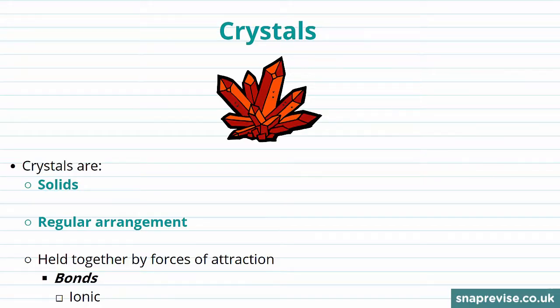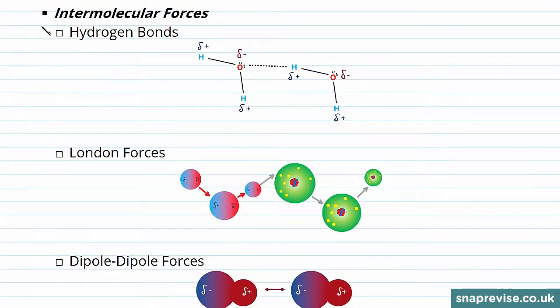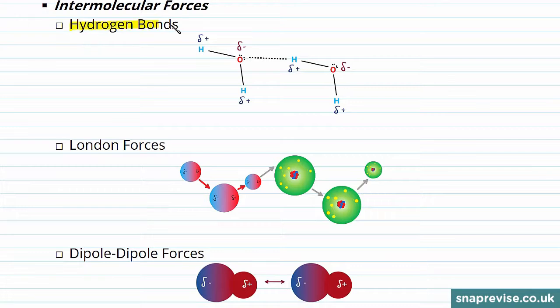Before we take a look at specific structures of crystals, let's take a look at what exactly crystals are. Well, crystals are solids with a regular arrangement of their atoms, and they're held together by forces of attraction. These include bonds, which can be either ionic, covalent or metallic bonds, and intermolecular forces of attraction, which include hydrogen bonds, London forces, and dipole-dipole forces of attraction.